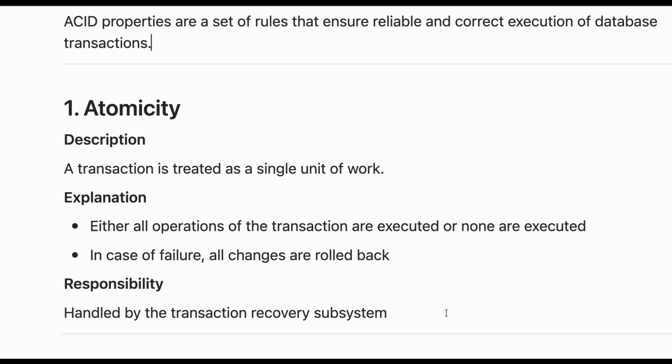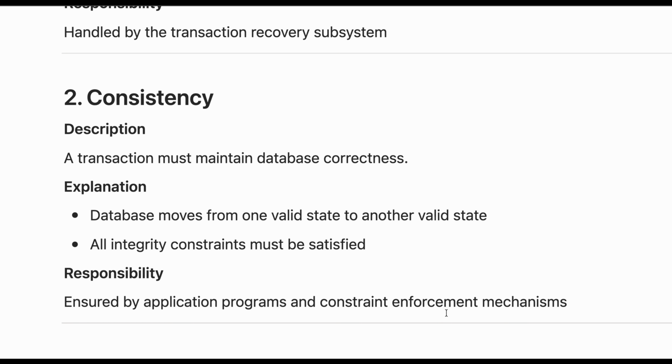Now our second one is consistency. Consistency ensures that the database remains correct before and after a transaction. The database moves from one valid state to another valid state. All integrity constraints must be satisfied. This is ensured by the application programs and constraint rules.